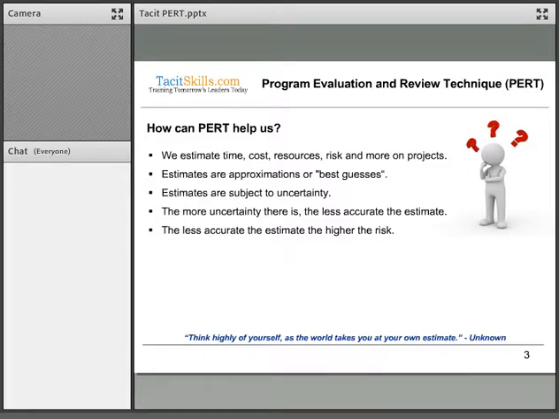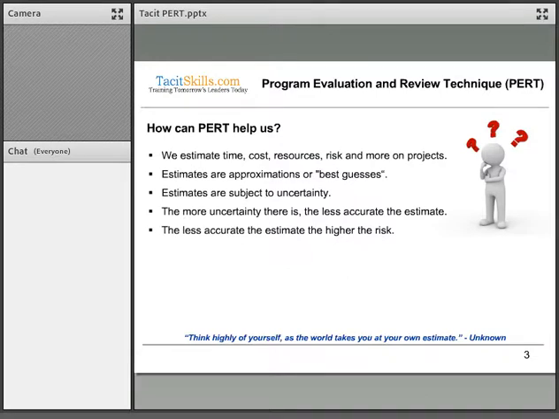So how can PERT help us? What is the reason why we would use PERT? First of all, if we look at our estimates on our project, we've got time, cost estimates, resource estimates, risks, and other estimates also. Now, these estimates are approximations. We cannot say with 100% certainty how long it's going to take us, how much it's going to cost us, how many resources we need. So they are basically our best guesses with the information we have available at that stage.